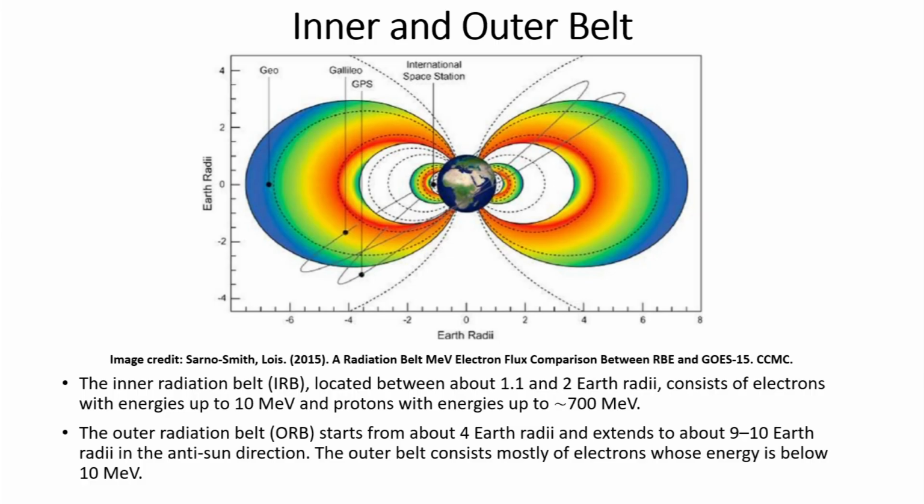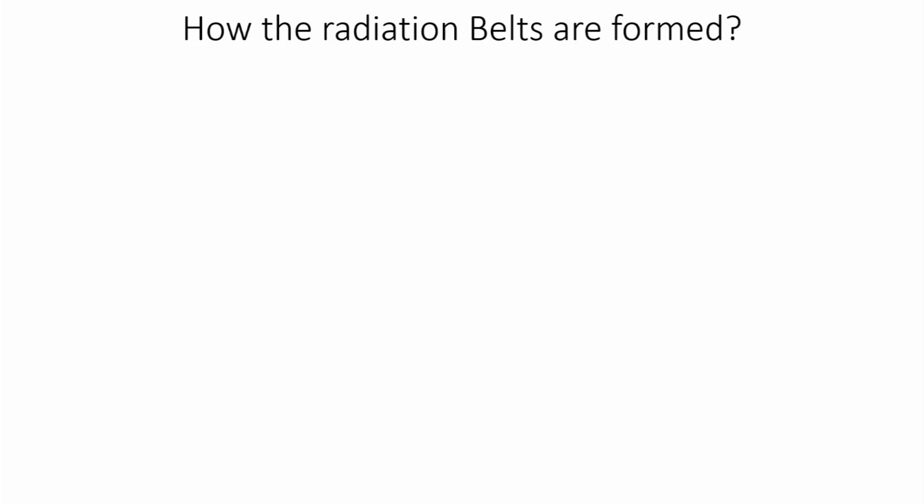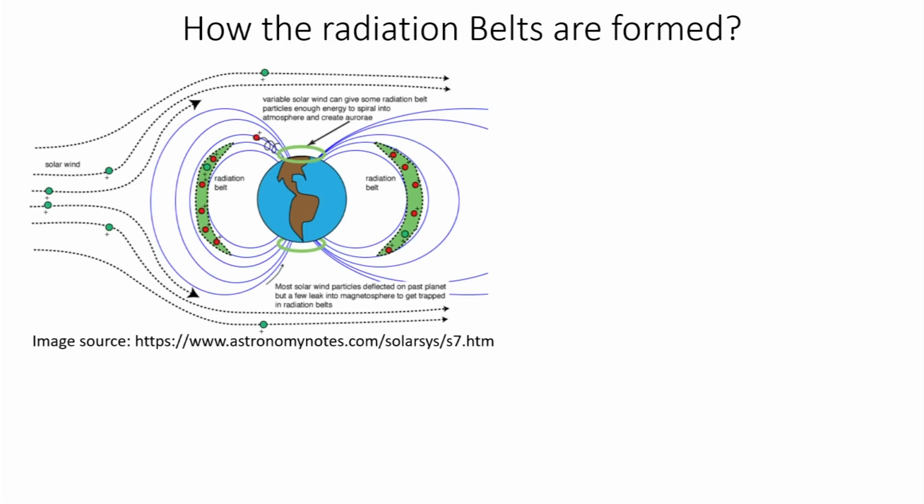The outer belt consists mostly of electrons whose energy is below 10 mega electron volts. Now, let us try to understand how these radiation belts are formed. So, again we will see this image, or the cartoon, where the solar wind is impinging on the magnetosphere.